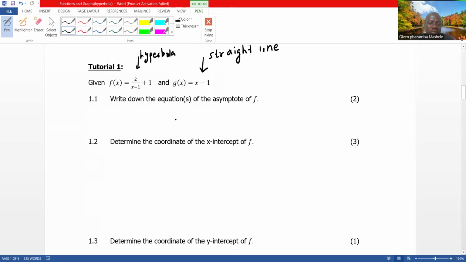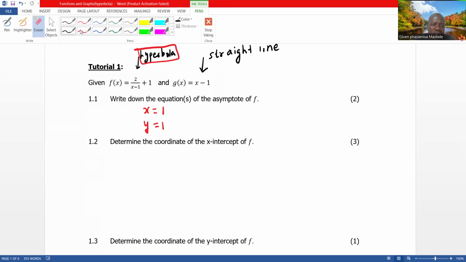Right, let us now go through the first question. The first question says, write down the equations of the asymptotes of f. We know that the hyperbola has two asymptotes. It has the horizontal asymptote and the vertical asymptote. The vertical asymptote has to do with x. It means this will be x equals 1, and the horizontal asymptote will be y equals 1. So these are the asymptotes of the hyperbola. So we've answered the first question.